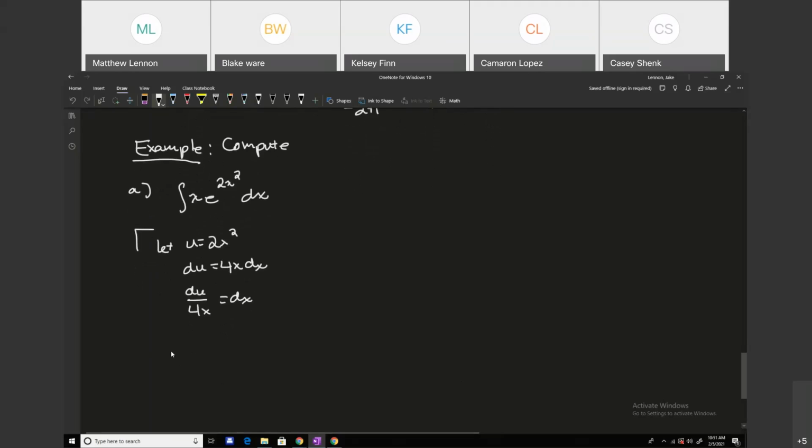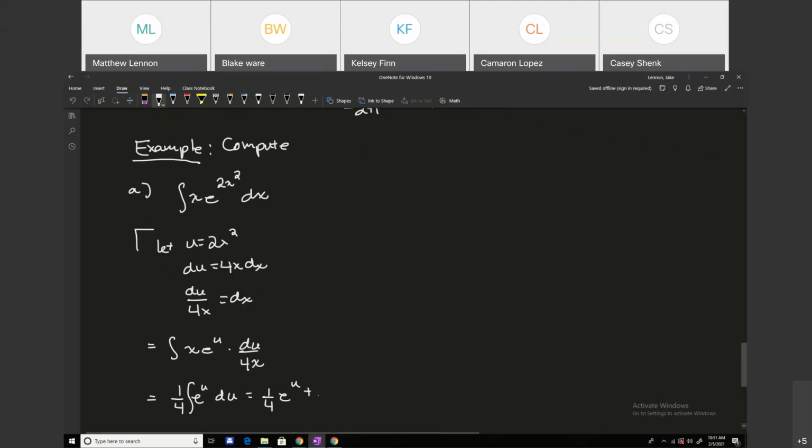Okay, so now I can do my integral. It's going to switch to the integral of x times e to the u times this du over 4x. So the x's cancel. I'm going to bring the 1/4 in front, so I'll get 1/4 times the integral of e to the u du. And that has a very nice antiderivative. It's just 1/4 e to the u.